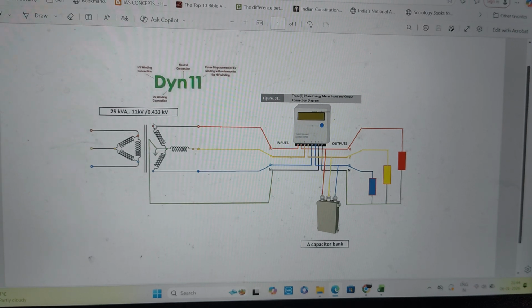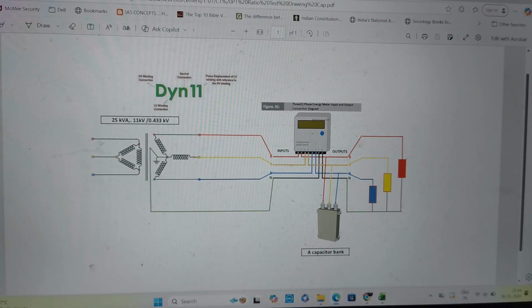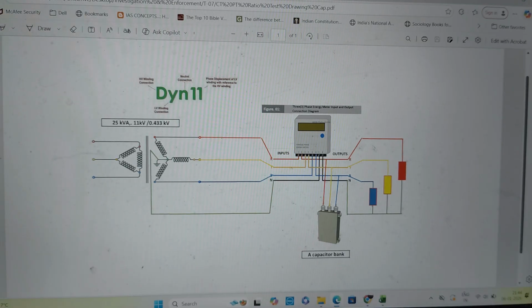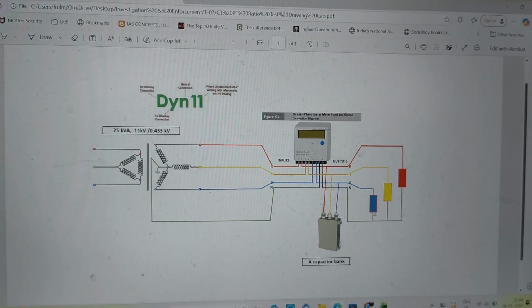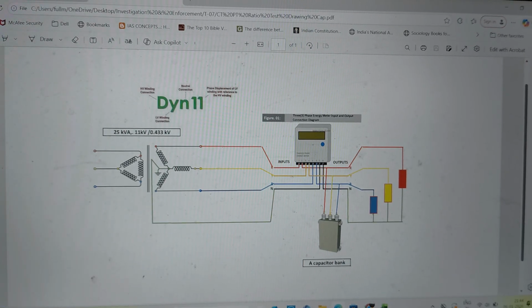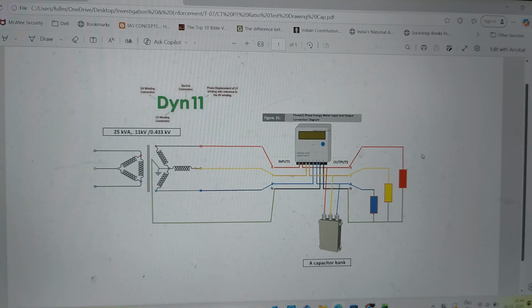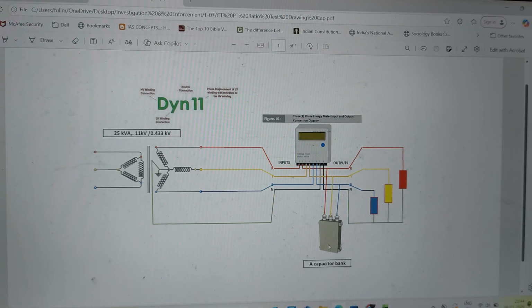Hello everyone, so in this video I'm going to talk a little bit about this capacitor bank. We have a general arrangement like this. Suppose this is a consumer, a welding shop or a pump house, which has inductive load. As per the provision of the MSERC, the State Electricity Regulatory Commission, consumers with highly inductive load like a welding shop or a pump house are required to install a capacitor bank at their premises.